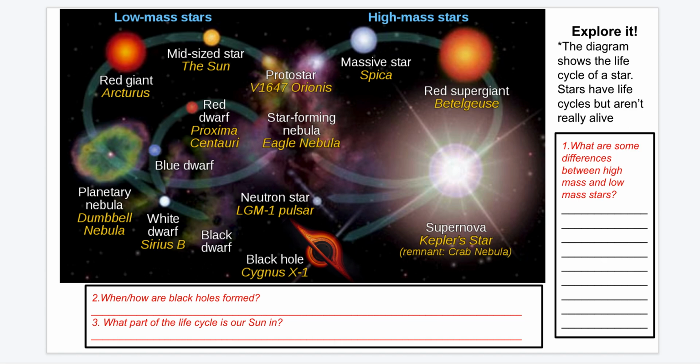Slide 8. Explore it. The diagram shows the life cycle of a star. Stars have life cycles but aren't really alive. What are some differences between high mass and low mass stars? When and how are black holes formed? Number 3. What part of the life cycle is our sun in?